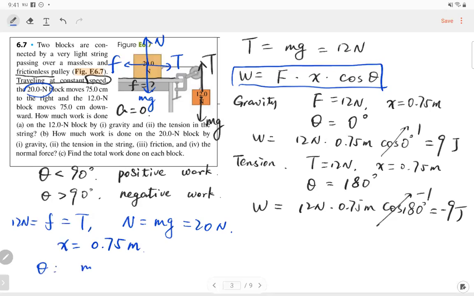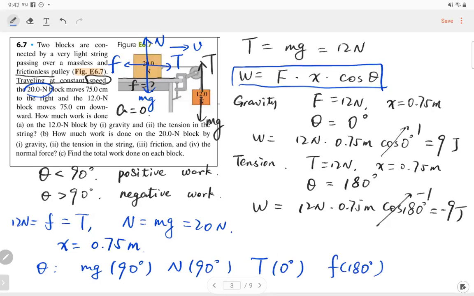The theta for the gravity, the angle between the gravity and displacement. Let's see, the displacement goes to the right. That means they are perpendicular. So for the weight, the angle is 90 degrees, and the same thing, normal force is 90 degrees. How about the tension? The tension points right and the velocity points right, so they have 0 degree difference. And the friction is 180 degrees. So we are going to use the equation F times x times cosine theta equal to work. Then we know all the parameters here, so it's very easy to calculate the work.